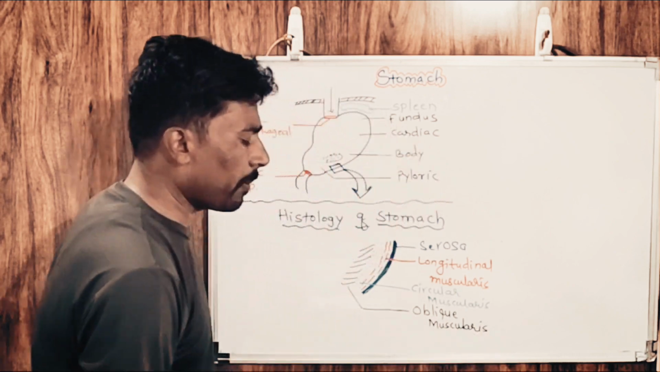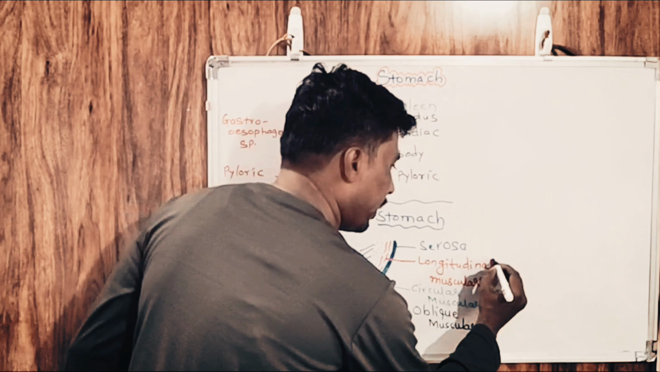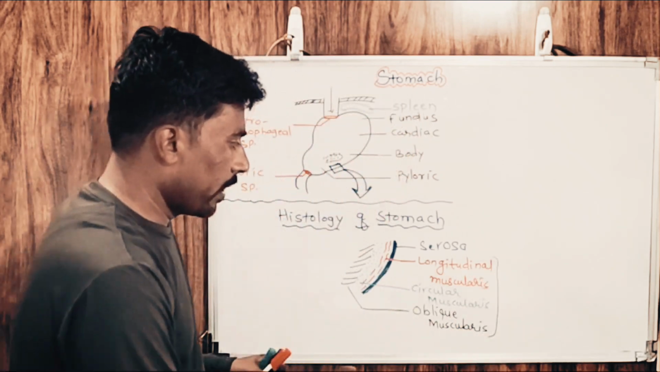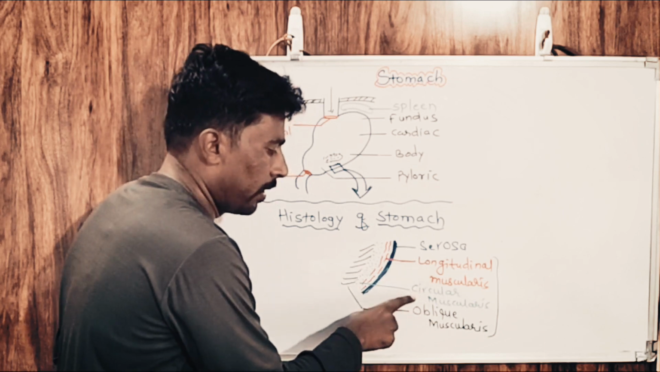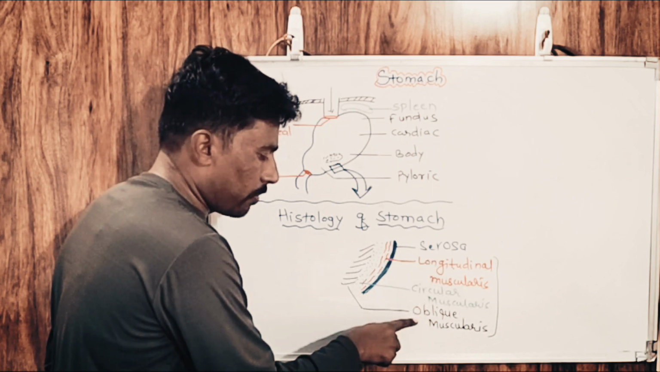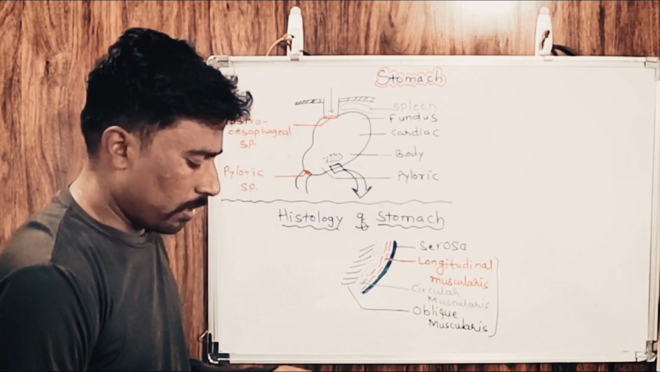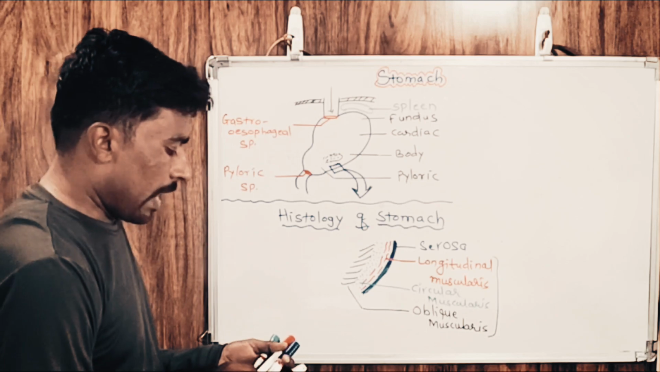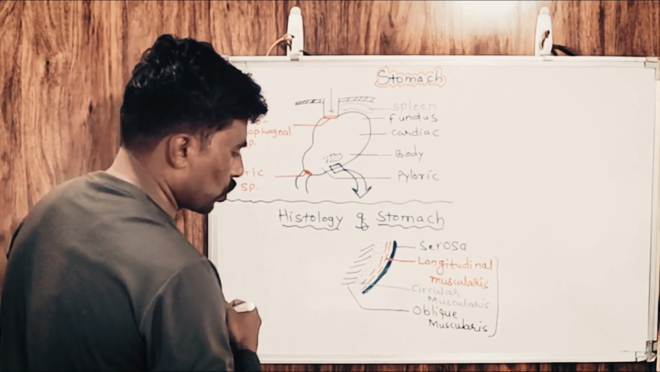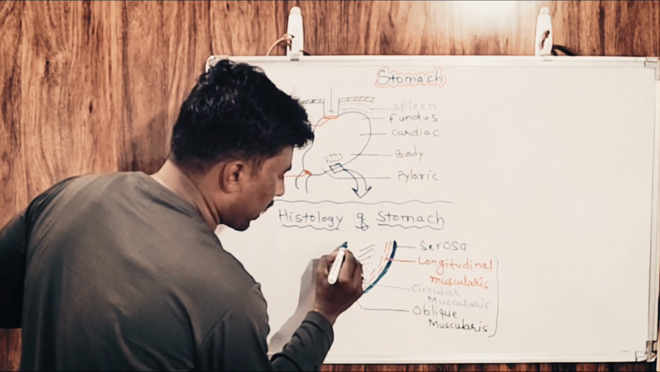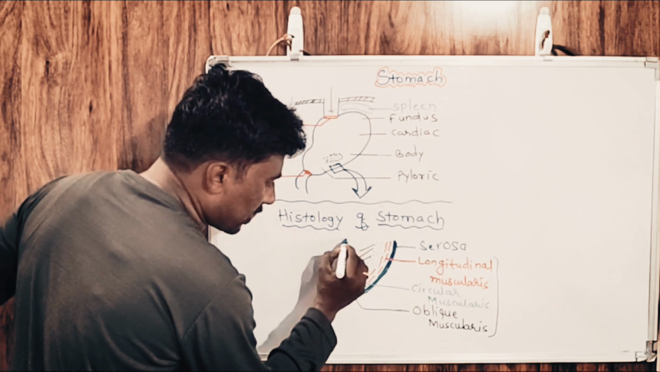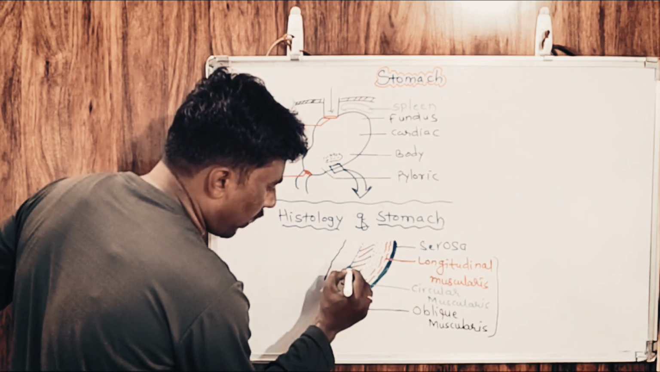Remember that all these three are the muscularis layers. The outer serosal layer is there. Next to that, the longitudinal muscularis is there. Inner to that, there is a circular muscularis. Next to the inner circular muscularis, there is an oblique muscularis. Now, next to this oblique muscularis, there is a layer. Whatever this layer is, it is known as the submucosa layer. I'm talking about this entire portion, students. Are you getting my point?